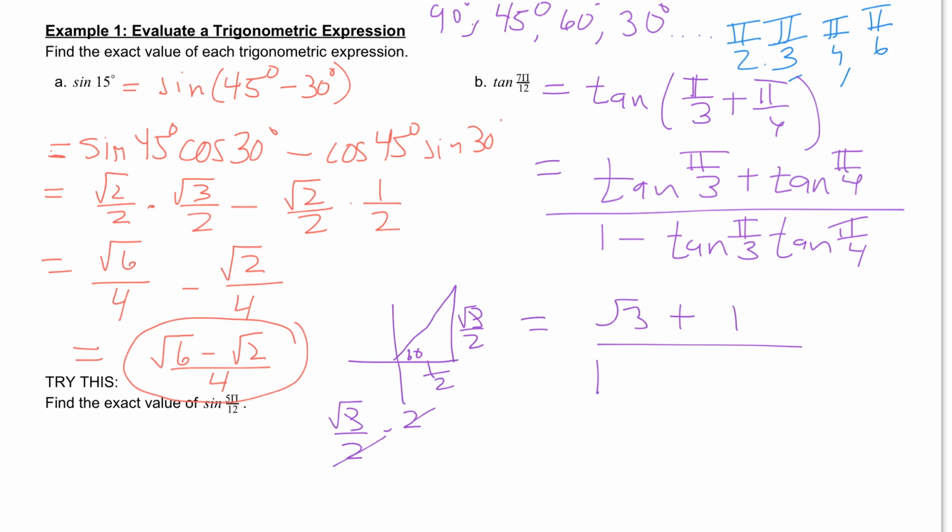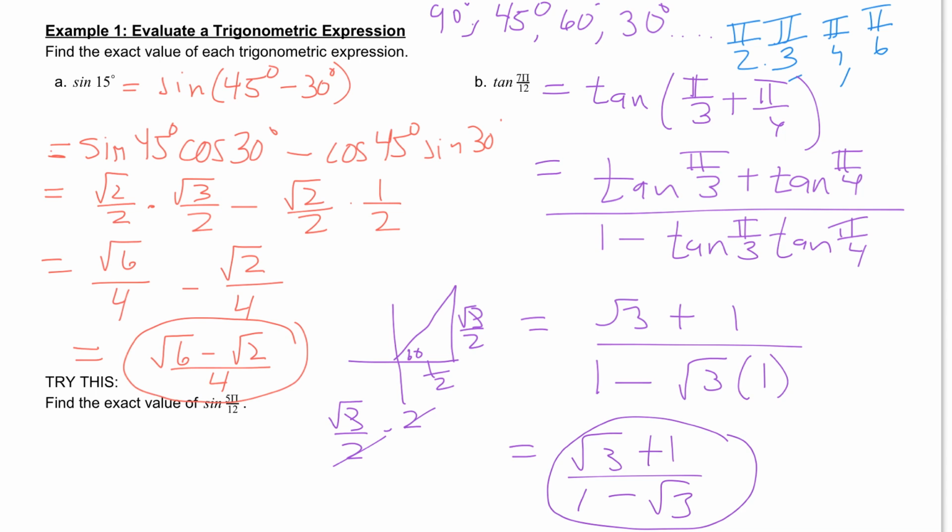On the bottom we have 1 minus tangent of pi over 3 we already found is the square root of 3 times the tangent of pi over 4, which we know is 1. So simplifying the denominator here, we can leave the numerator as it is, square root of 3 plus 1 over 1 minus the square root of 3. You do not have to rationalize for this. You can leave it unrationalized and then simplify it just like this as square root of 3 plus 1 over 1 minus the square root of 3. If you have questions, let me know.